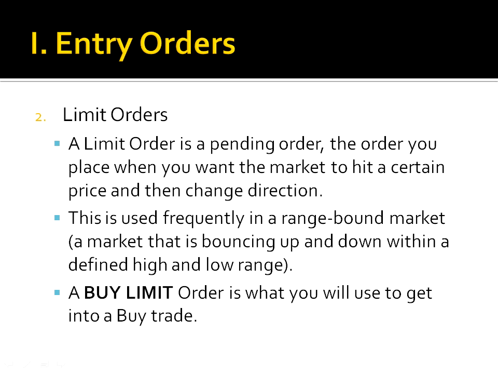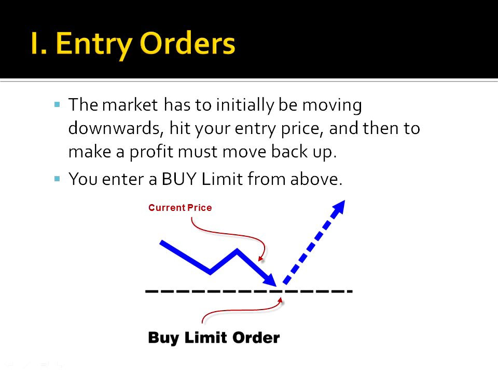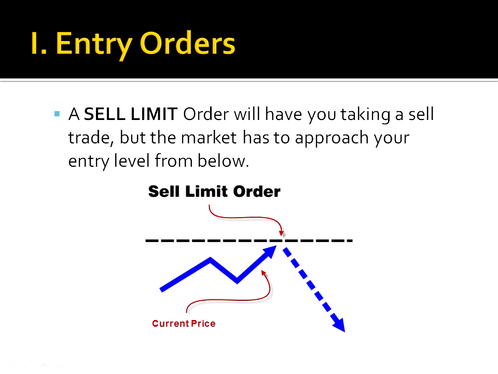A buy limit order is what you'll use to get into a buy trade. The market has to initially be moving downwards, hit your entry price that is placed below the market, and then in order to make a profit, price must move back up because you are in a buy trade. You'll enter a buy limit from above. So the price will be above the buy limit order. The buy limit order is placed underneath the price. Price comes down, touches the order, gets you into the trade, and then must move up because you're in a buy trade in order for you to make a profit.